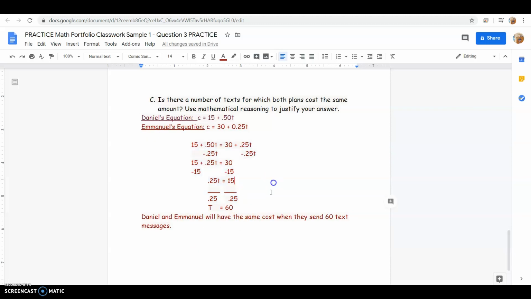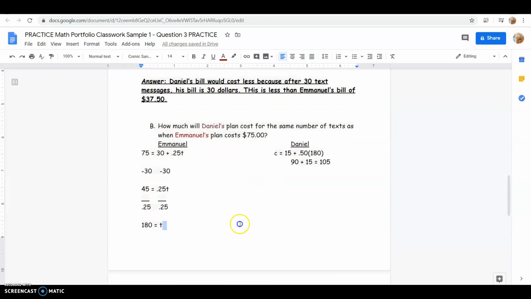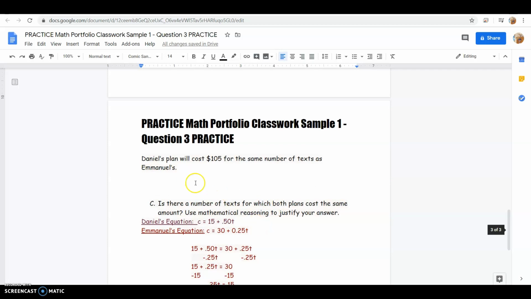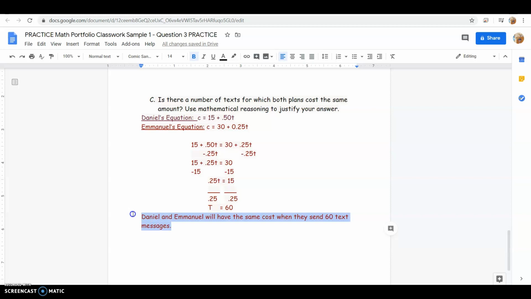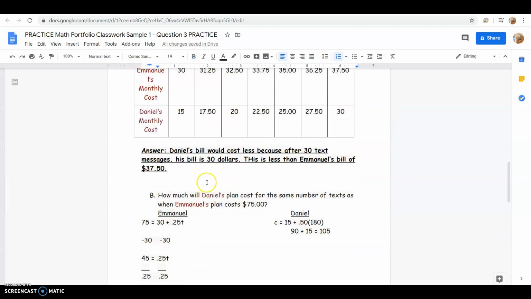This is your work that you show. Just like here, this is your work that you show, but you need to answer in sentence form. So I'm going to bold every answer right now so you could see. Right here is an answer. Daniel's plan will cost $105 for the same number of texts as Emmanuel's. That's for letter B. The one we just reviewed, Daniel and Emmanuel have the same cost when they send 60 text messages. That's for letter C. And for letter A, I have it bolded and underlined here already.